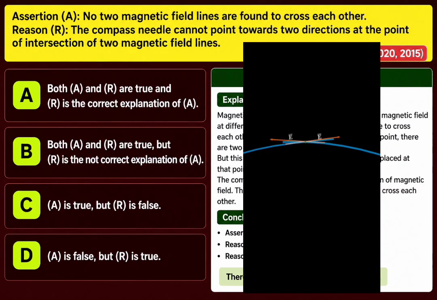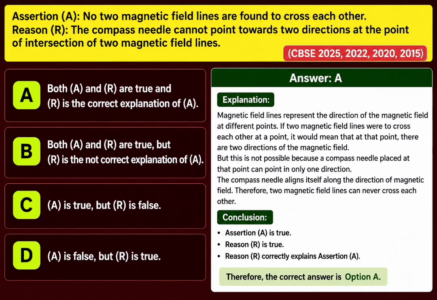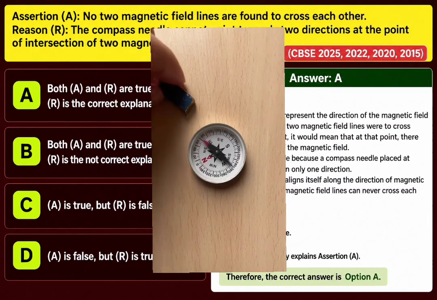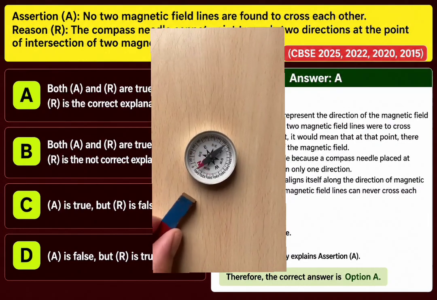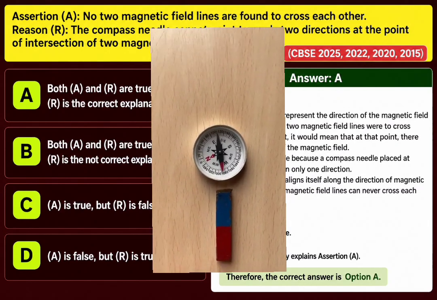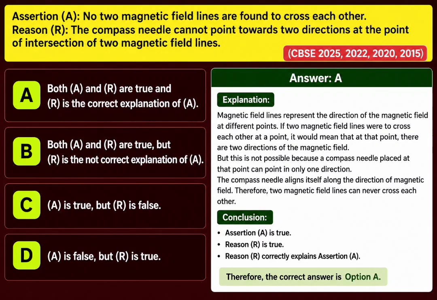If two magnetic field lines crossed each other, then at the point of intersection there would be two different directions of magnetic field. But a compass needle placed at a particular point can point only in one direction because it aligns itself along the magnetic field line direction. It cannot show two directions at the same time. Therefore, two magnetic field lines can never cross each other. So both assertion and reason are true and the reason correctly explains the assertion. Hence, the correct answer is option A.